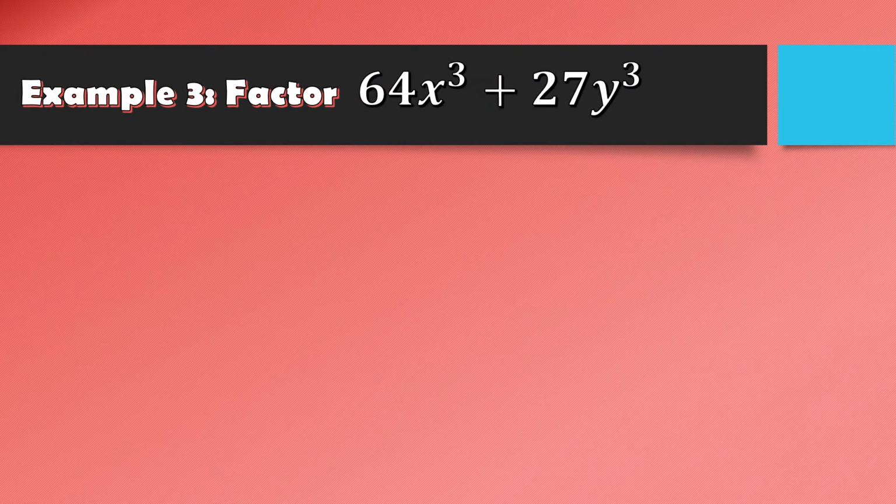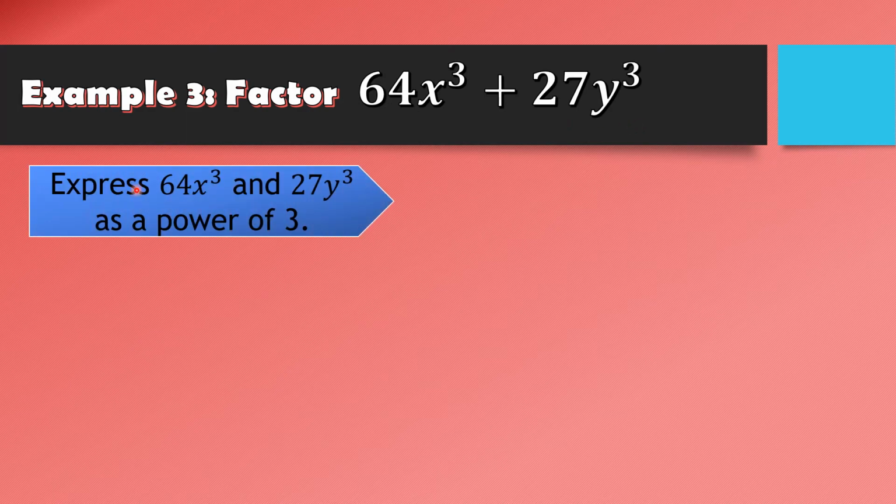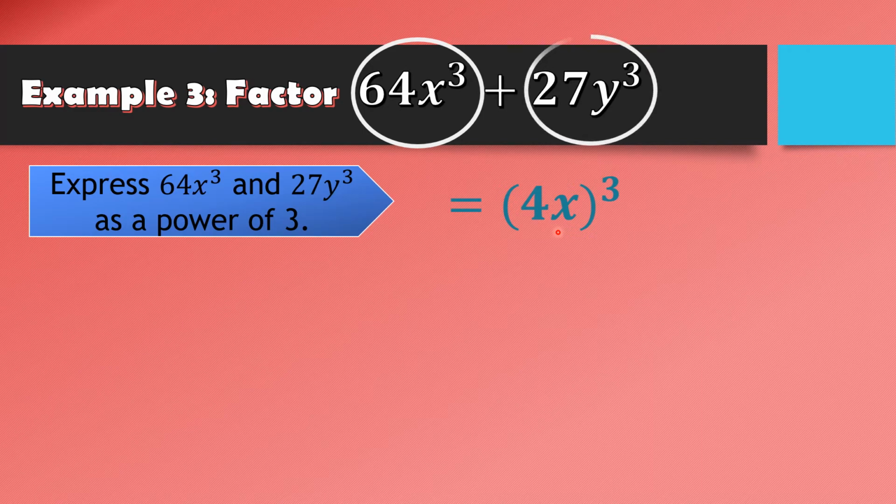Let's have the last example in factoring sum of two cubes. Let's factor 64x cubed plus 27y cubed. Tandaan na ang unang step natin is to express 64x cubed and 27y cubed as power of 3. So, ano ang magiging base ng 64x cubed kapag ginawa natin siyang power of 3? Tama. Ang sagot ay 4x. So, we have the cube of 4x. Paano naman kaya ang 27y cubed? Correct. Ang base niyan kapag in-express natin siya as power of 3 is 3y. So, we have the cube of 3y.